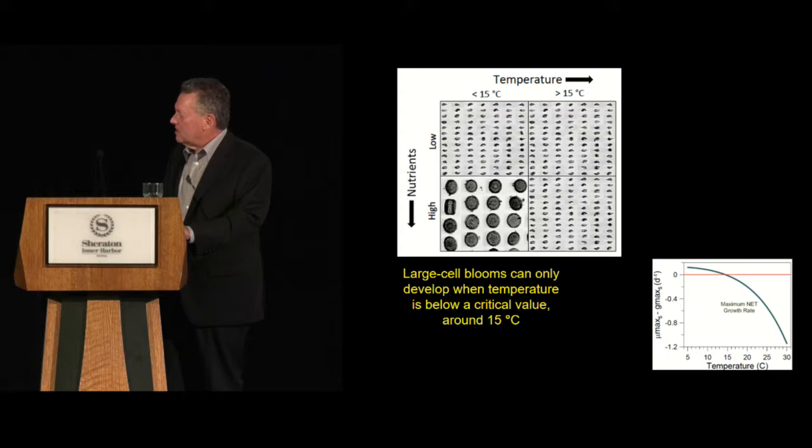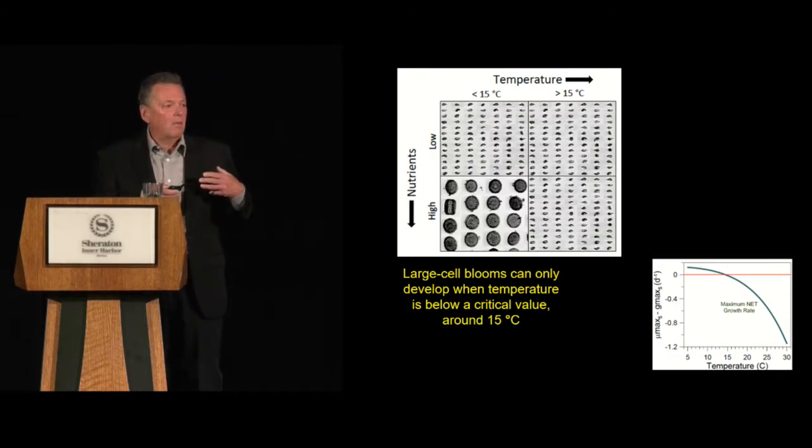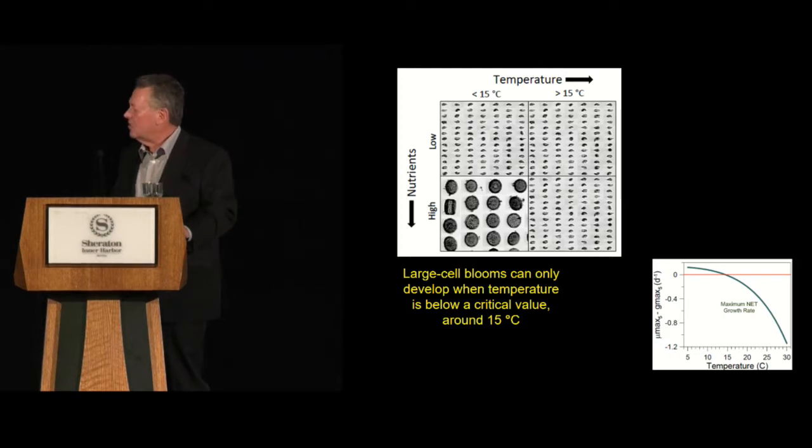The second hypothesis that occurred to me is that large cell blooms can only develop when temperature is below some critical value, and the model parameters that I've used here suggest that it's around 15 degrees centigrade. This is a hypothesis that I think would be pretty easy to test in a series of mesocosm experiments in which we take plankton communities, include all size classes, and look at outcomes when we modify temperature that spans this 15 degree threshold.